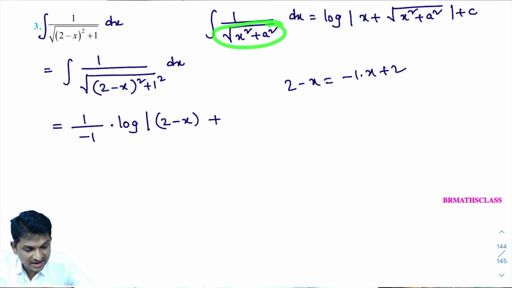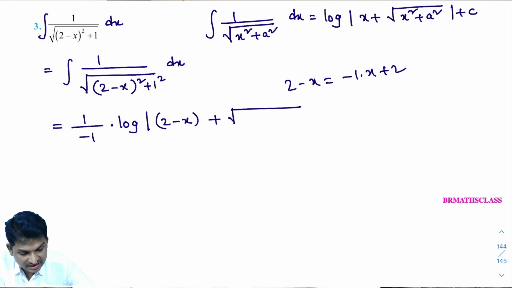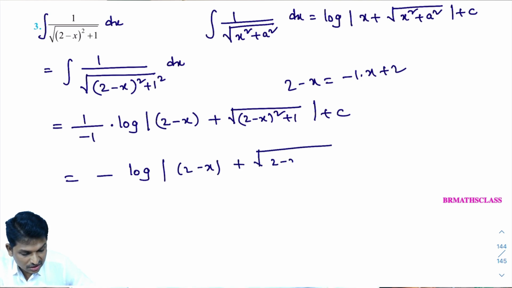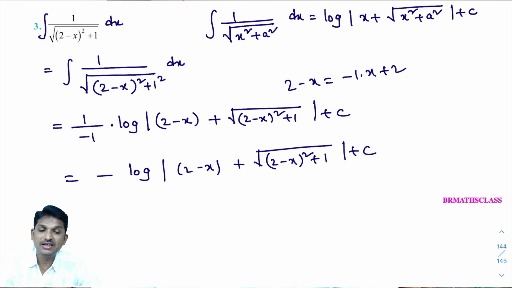Look here. What is there here? Same thing you need to write. Plus root over, what is there here? 2 minus x whole square plus 1 square, that is 1, plus c. Here 1 by minus 1 is minus. Now if you want, you can write like this: minus log mod 2 minus x plus root over 2 minus x whole square plus 1 plus c. That's it. This is easy.